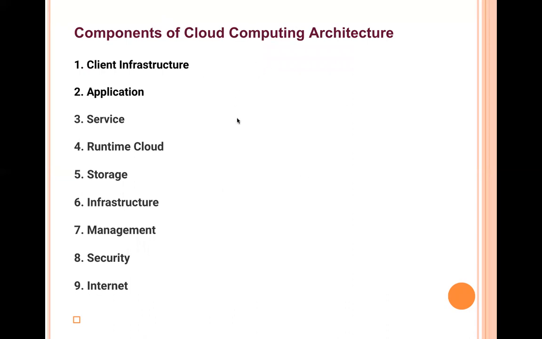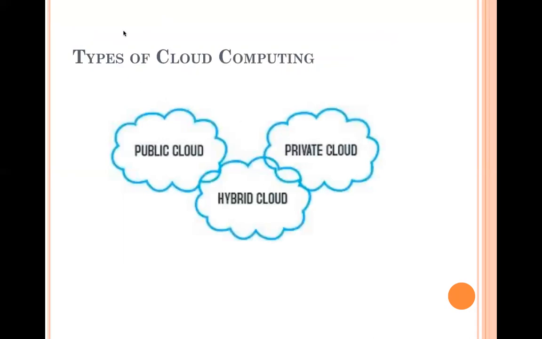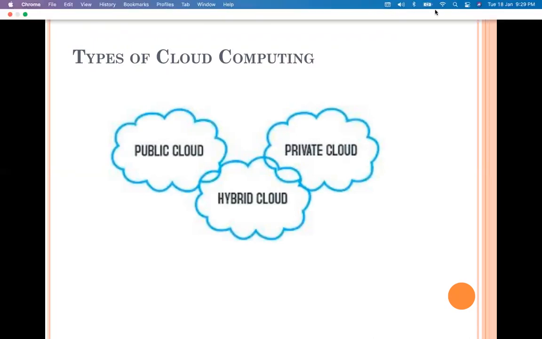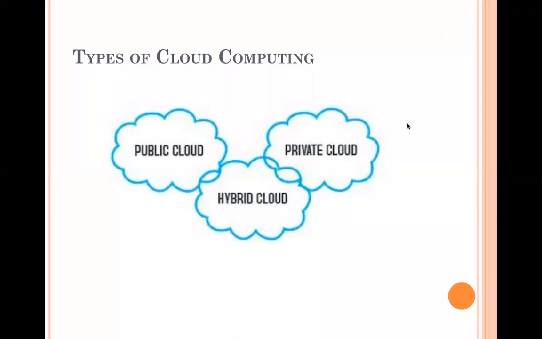Understood? Next, types of cloud computing. So we'll see the cloud types. There are four types of cloud. Here only three types are given, but there are four types of cloud: public cloud, private cloud, hybrid cloud, and community cloud. So first we'll see the public cloud.